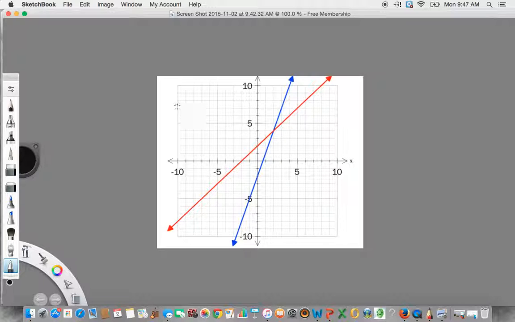So the first thing we need to do is identify what our slope is. So in order to get an equation, I need m and I need b. So b is really easy to find. B is right here, where it crosses the y-axis. So this graph crosses at -2.